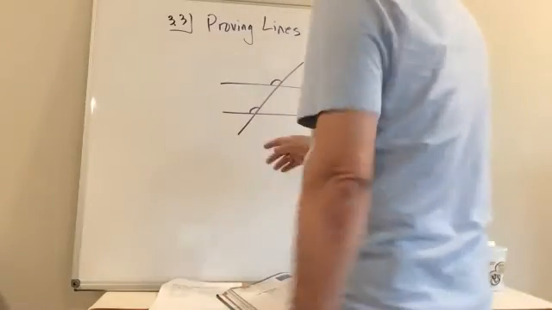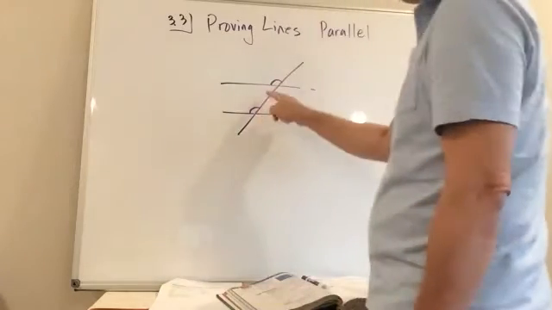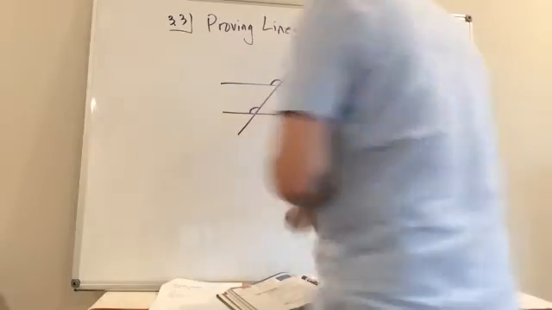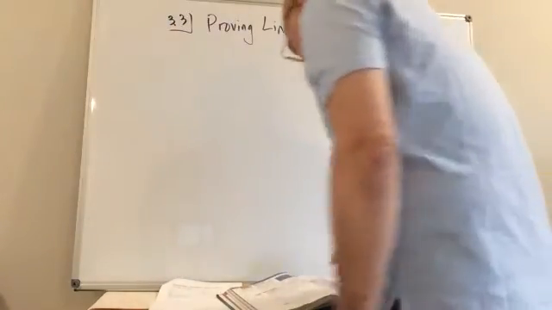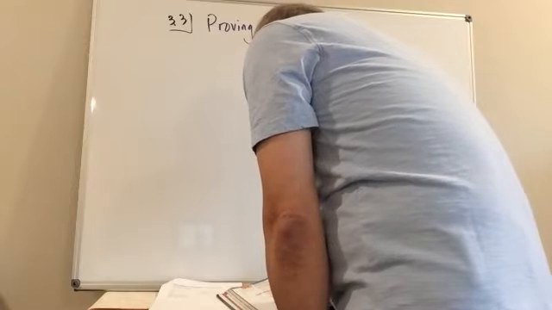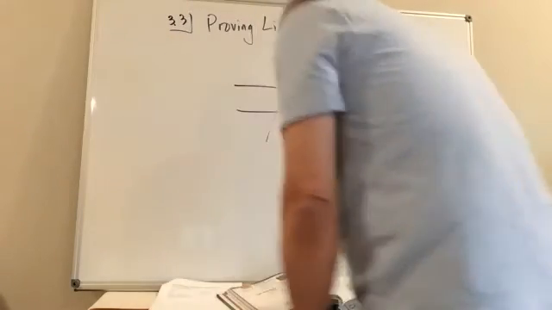So in other words, the converse is that if I have two lines and I cut them and the corresponding angles are congruent, then they are parallel, okay? All right, so that's what that is. Let's go to example number 1, using the converse of the corresponding angle postulate. Use the converse of the postulate and the given information to show that the two lines L and M are parallel.